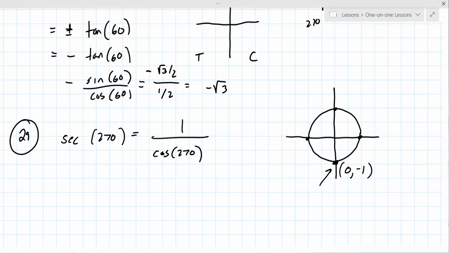Right, and which is cosine? Is it the X or the Y value? X. Okay, so the X value here is 0, so this is 1 over 0. So it's undefined or something? It's undefined, exactly.